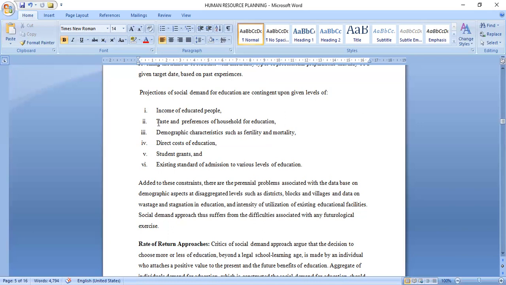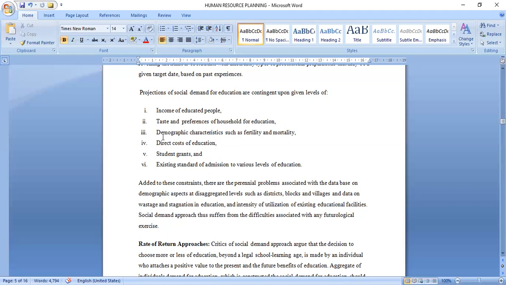Then also we have to look at factors like tastes and preferences of households for education. We've already looked at this, that if households do not treasure education, then we shall end up with a society with most of the people being illiterate and uneducated, which will be a negative impact on these organizations as they are looking for skilled workers.